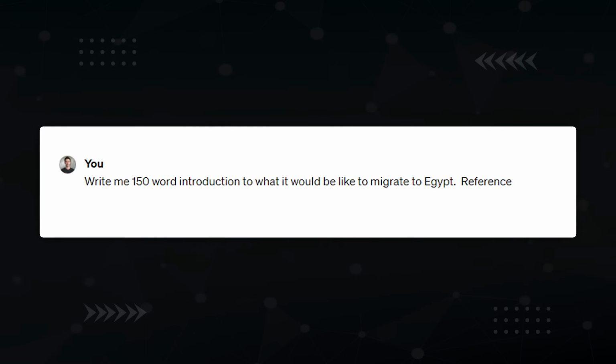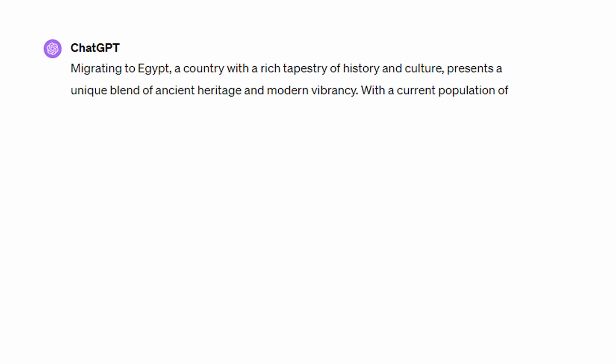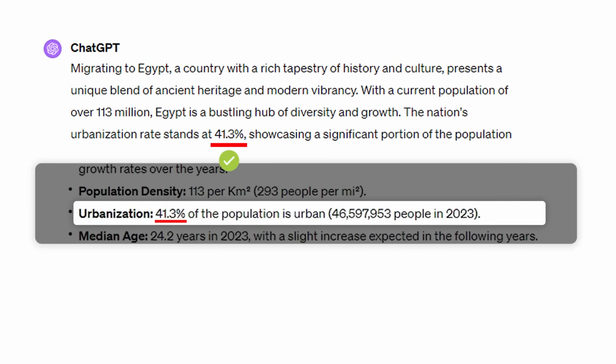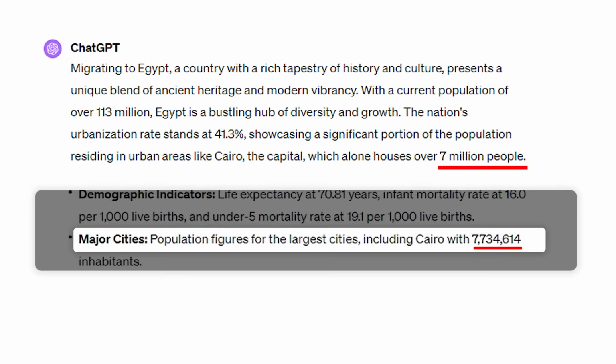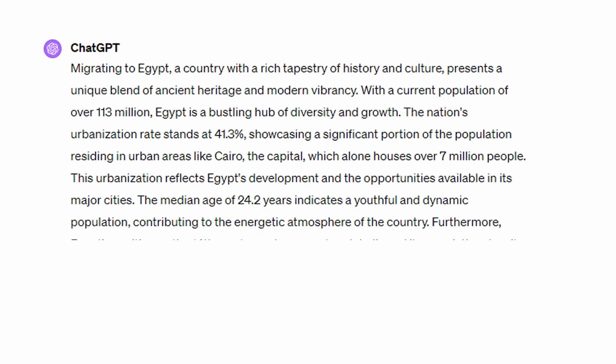Now let's have it produce some content. ChatGPT, write me a 150-word introduction on what it would be like to migrate to Egypt. Reference facts from the previous article when necessary. And sure enough, here we go. Migrating to Egypt, a country with a rich tapestry of history and culture, presents a unique blend of heritage and modern vibrancy. And here's our first fact. Current population of over 113 million. Correct. Urbanization rate of 41.1%. Check. Cairo, the capital, with over 7 million people. Check. Median age of 24.2 years. Check. And so on and so on.